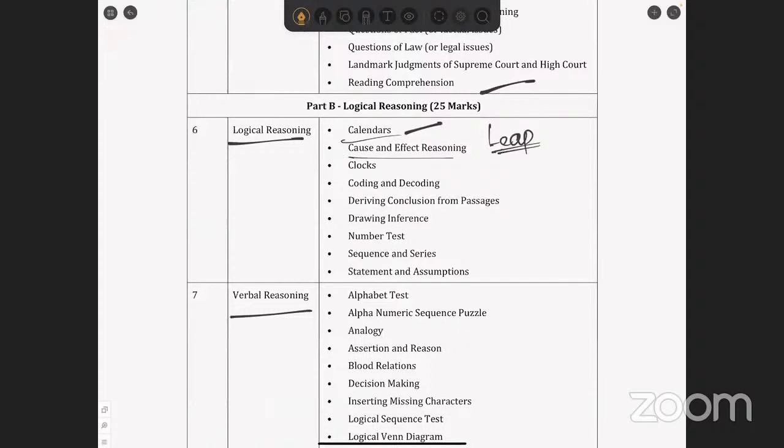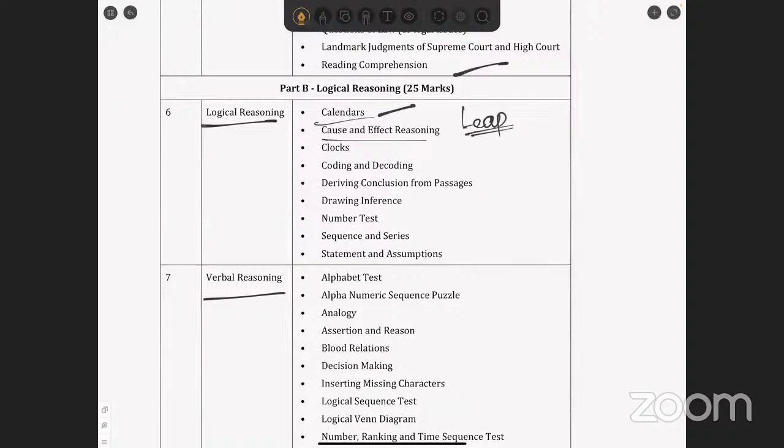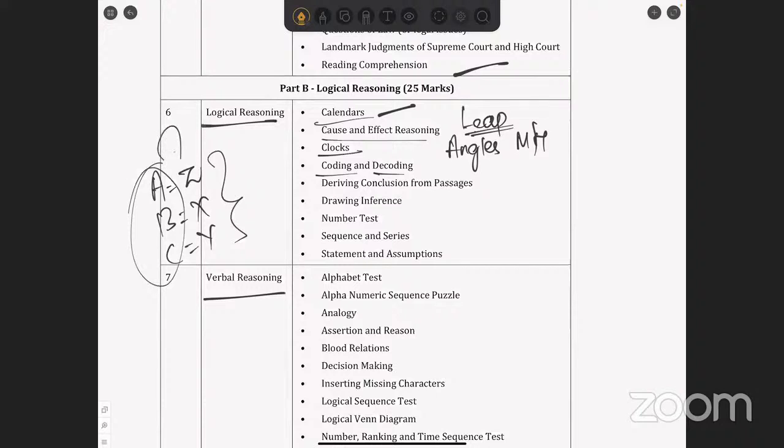Then we have cause and effect reasoning, wherein they will give the cause and the effect, and we'll have to select the right option. Then we have clocks, which is mostly based on the angles between the minute and the hour hand. Then we have coding and decoding, which is one of the easiest topics, wherein let's say A equals Z and B equals X and C equals Y, something of this sort will be there, and they will write a word using these codes, and we'll have to decode it. So that is part of coding and decoding.